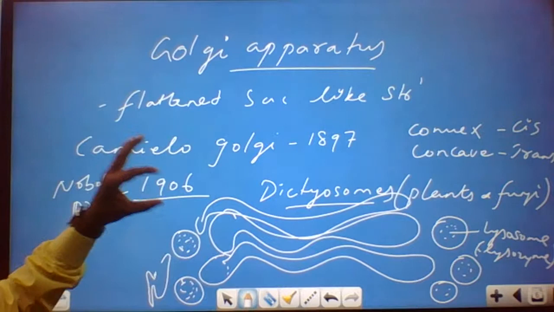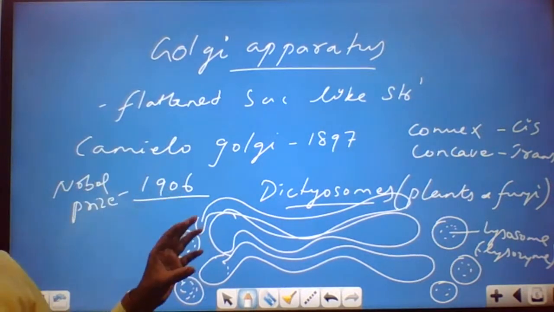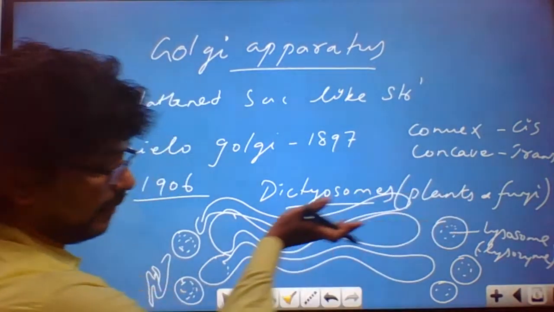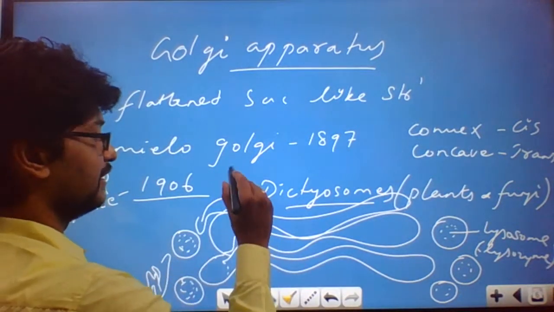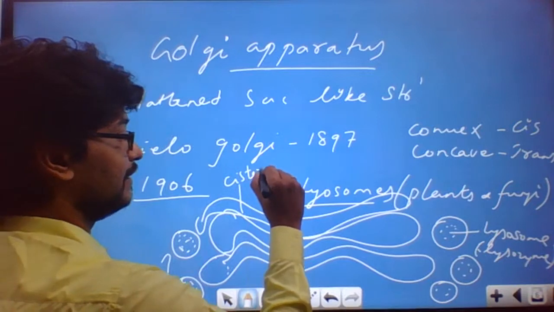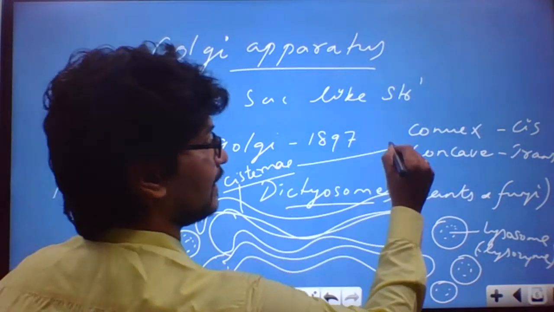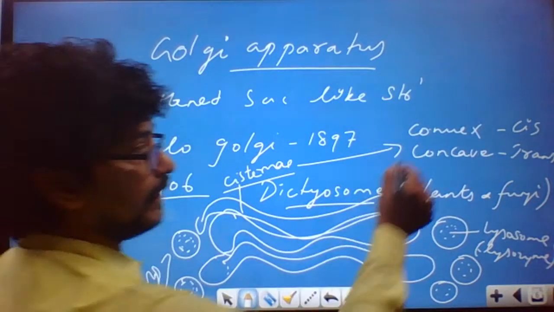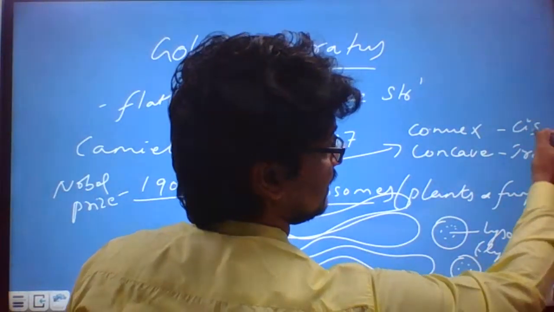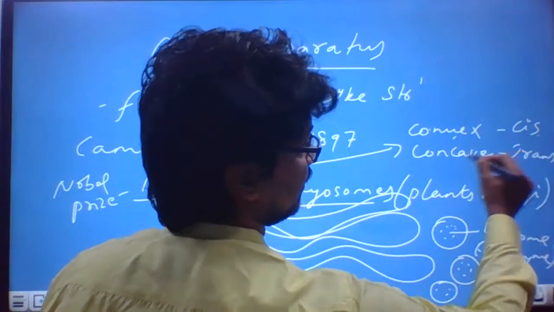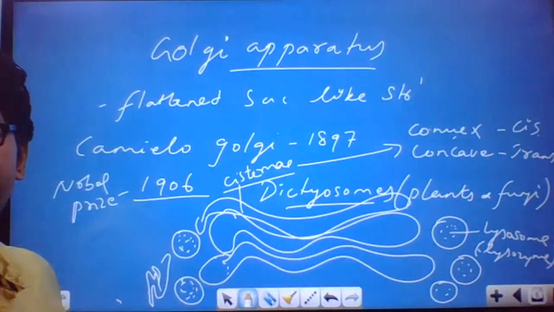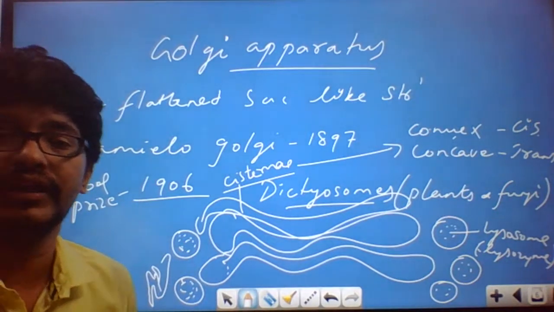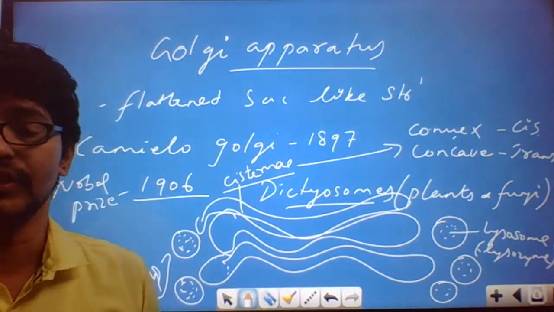Coming to the cisternae: I told you about the convex and the concave. The cistern is the flat, membranous structure, and it consists of two regions, a convex part and a concave part. The convex is the cis face and the concave is the trans face. The lysosome is also called a suicidal bag. Can someone tell me why the lysosome is called a suicidal bag?